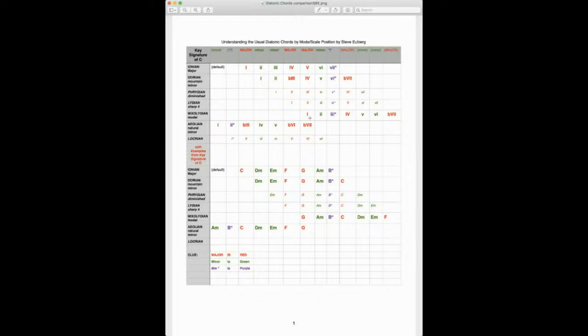The Mixolydian scale has a 1 major, 2 minor, 3 diminished, 4 major, 5 and 6 minor, and then the flat 7 as also a major chord. Aeolian has a 1 minor, 2 diminished, 3 major, 4, 5, a flat 6 and a flat 7.